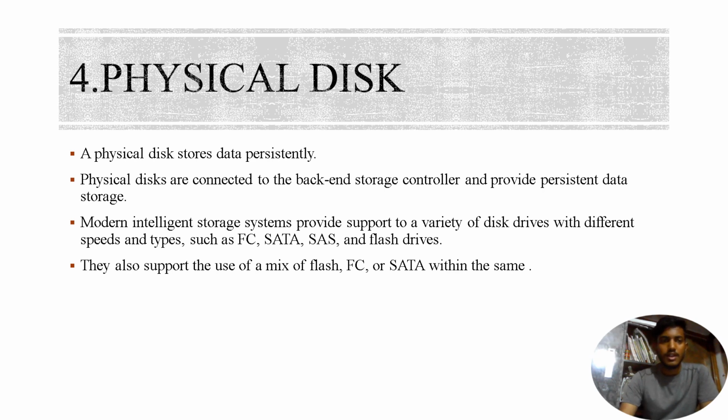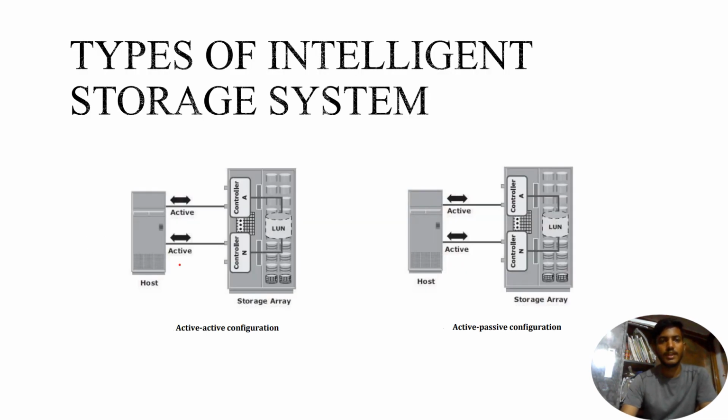And next, physical disk. A physical disk stores data persistently. Physical disks are connected to the backend storage controller and provide persistent data storage. Modern intelligent storage systems provide support for a variety of disk drives with different speeds and types, such as FC, SATA, SAS, and flash drives. They also support the use of a mix of flash, FC, and SATA within the same array.